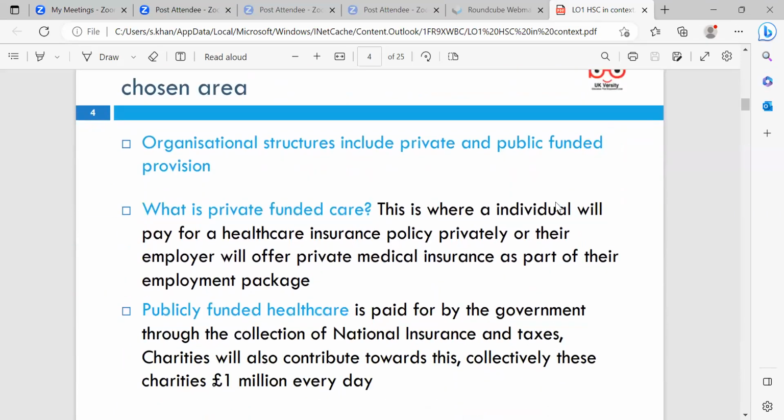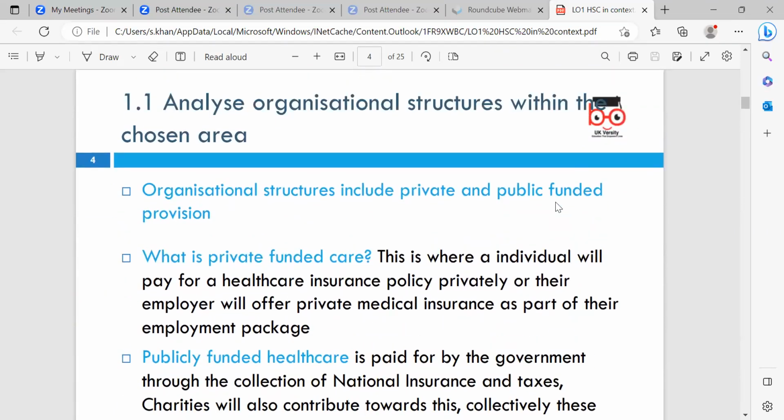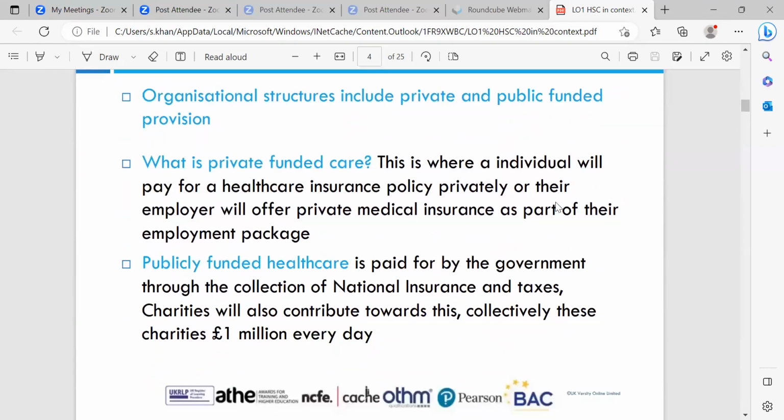So 1.1 is to analyse organisational structures within the chosen area. So organisational structures include private and public funded provision. What is private funded care? This is where an individual would pay for a healthcare insurance policy privately, or their employer will offer private medical insurance as part of their employment package. So you've got organisations such as Sovereign, Bupa, and that will be part of your employment package. So publicly funded healthcare is paid by the government through the collection of national insurance and taxes.